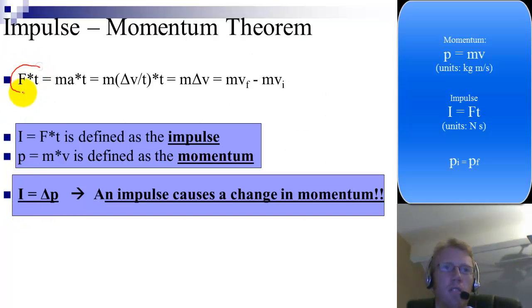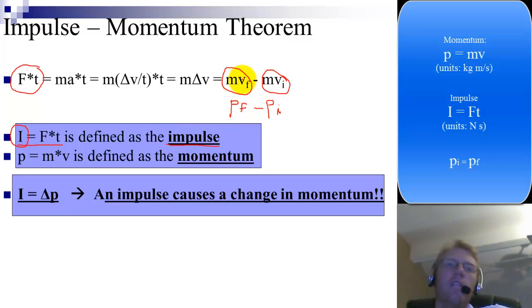So force times time is defined to be the impulse. Force times time, the variable for that is a capital I, and the word is spelled impulse. So this is impulse. mv final is momentum final. mv initial is momentum initial, and of course the minus sign. So mv without the final minus initial, just m times v, is defined as momentum. Okay, so just at any given instant in time, your momentum is your mass times your velocity. And yes, it is a lowercase p for momentum, and yes, that is less than ideal, but m is already used for mass.